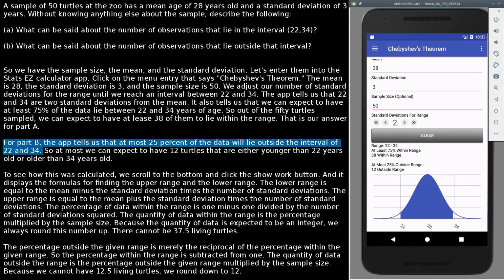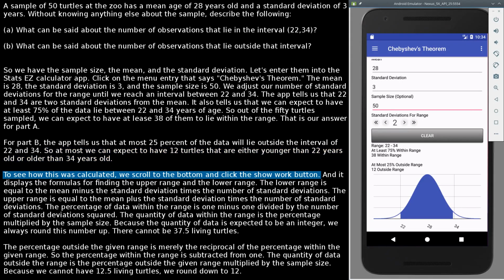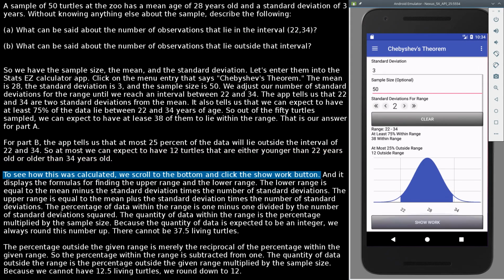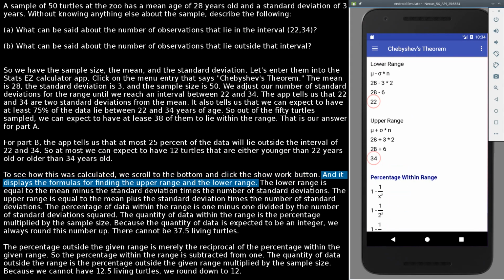For Part B, the app tells us that at most 25% of the data will lie outside the interval of 22 and 34. So at most, we can expect to have 12 turtles that are either younger than 22 years old or older than 34 years old. To see how this was calculated, we scroll to the bottom and click the Show Work button, and it displays the formulas for finding the upper range and the lower range.